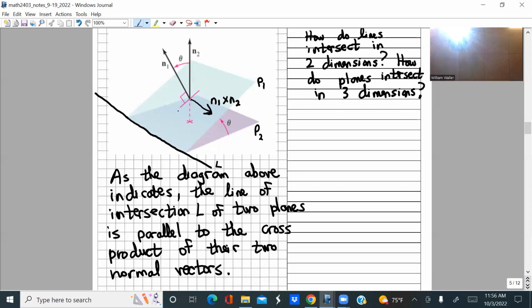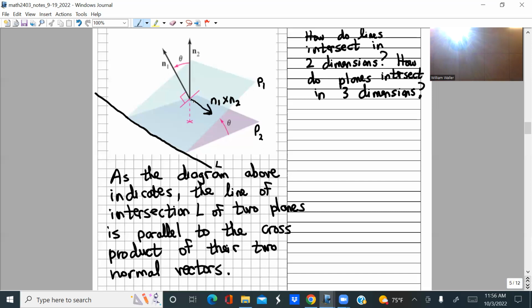And what this picture illustrates is that for this line where two planes intersect, the direction vector for the line is going to be parallel to the cross product of the normal vectors for the two planes. Remember, if you have two vectors and you take their cross product, it is perpendicular to both of the vectors.